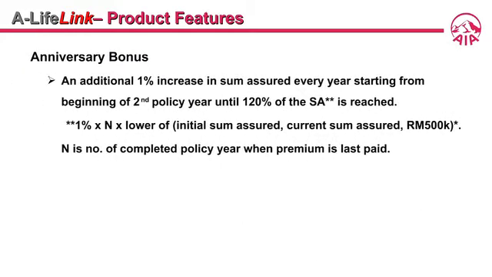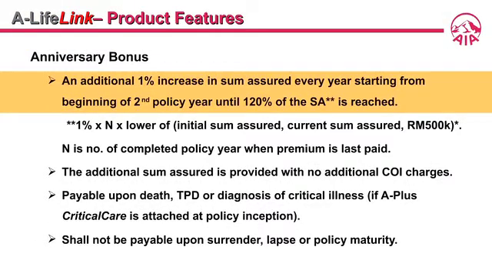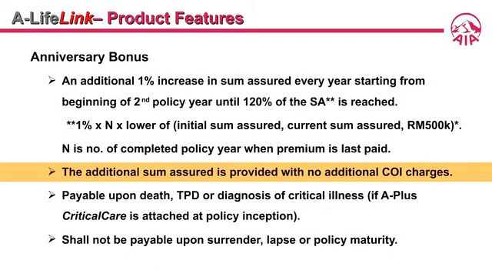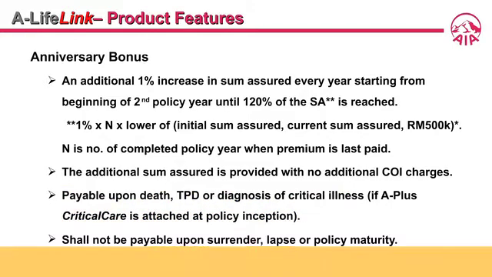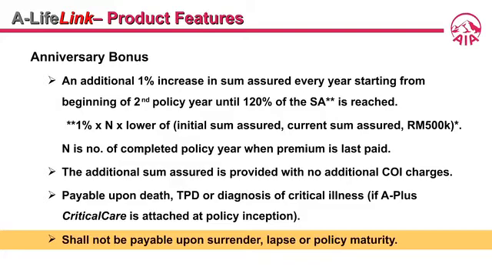A-Life Link provides anniversary bonus which gives additional 1% of the sum assured every year starting from the beginning of the second policy year until 120% of the sum insured is reached. This additional sum assured is provided without additional COI charge. It is only payable upon death, TPD, or diagnosis of critical illness, if A+ critical care is attached at policy inception. However, anniversary bonus shall not be payable upon surrender, lapse, or policy maturity.